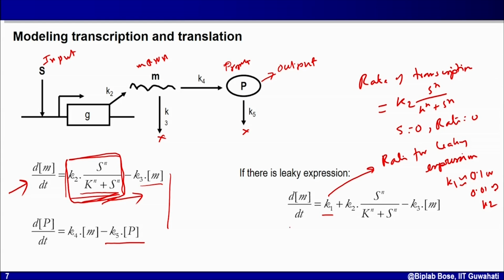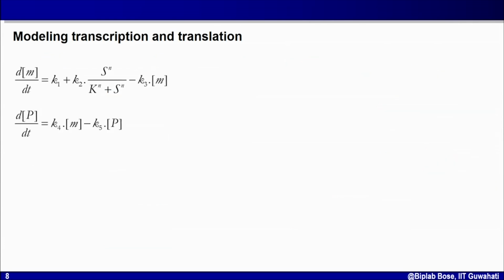So, I can simply change this ODE to this one and incorporate K1. So, my rate of change of M, that is mRNA, dM/dt becomes K1 plus K2 into the Hill function involving S, minus K3 into M. So, if I have these two now, the first one considering leaky expression and the second ODE for my protein, I have two ODEs.